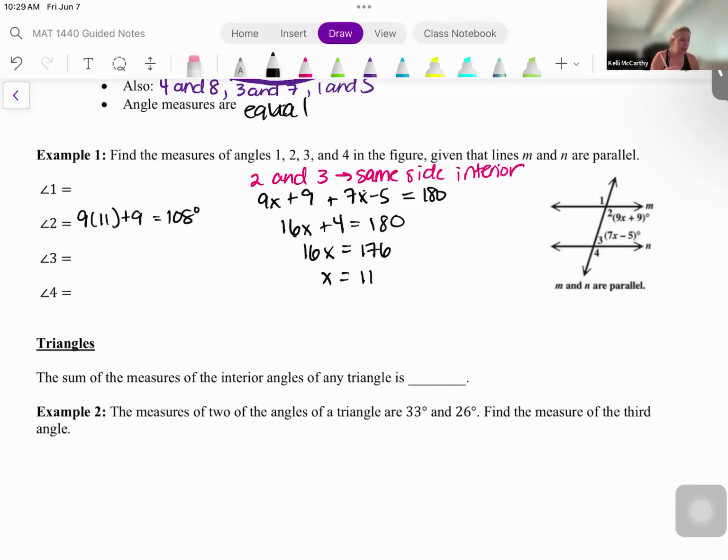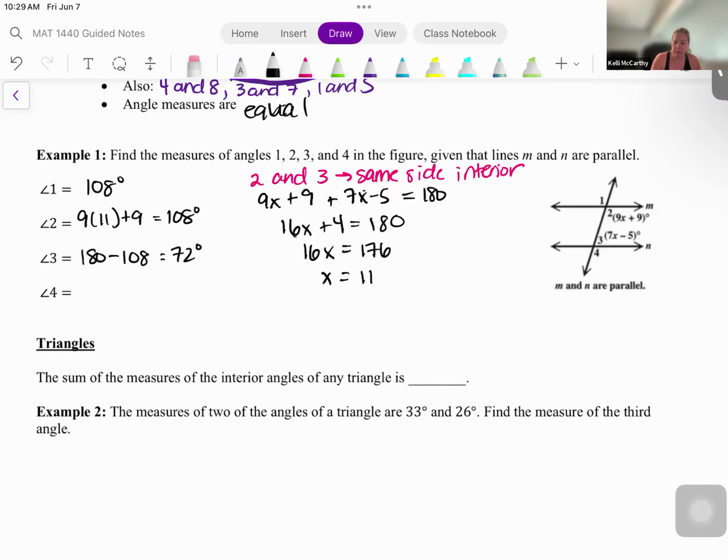Angle 3, now angle 3, we could plug in x equals 11, but we know that 2 and 3 are supplementary. So we could do 180 minus 108, which gives me 72 degrees. We know that angles 1 and 2 are vertical angles. So those two angles have the same measure. So angle 1 is also going to be 108 degrees.